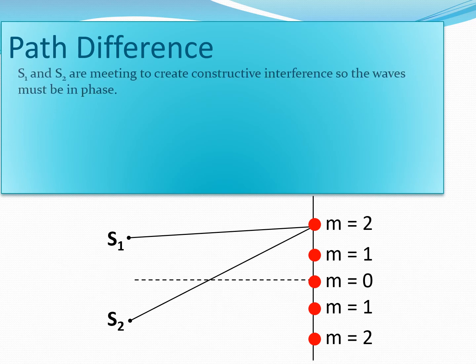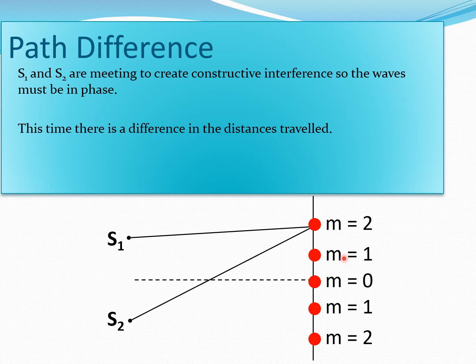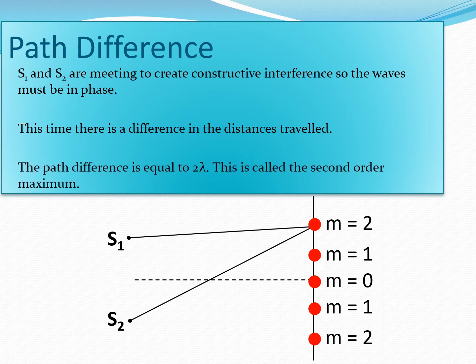So now we are going to be looking at this one. We were at m is equal to 1, then we move slowly until we hear the next loud sound. The next loud sound is at m is equal to 2. We hear a loud sound, therefore we know it must be in phase, but this time the path difference is equal to 2 lambda, or 2 multiplied by the wavelength, and therefore it's called the second order maximum, because the path difference is 2 lambda.